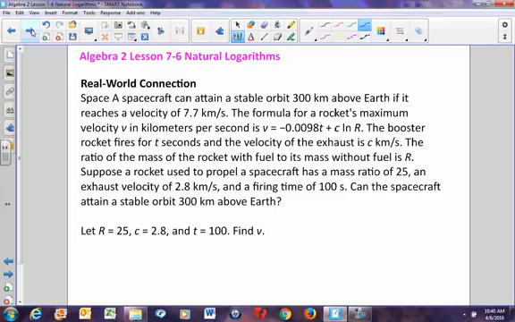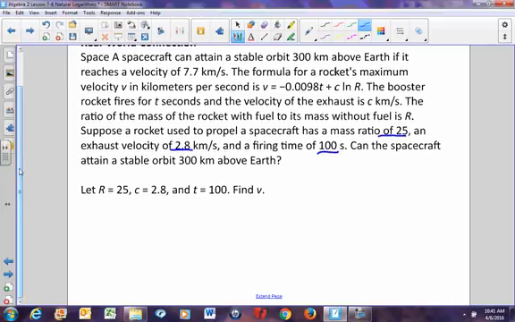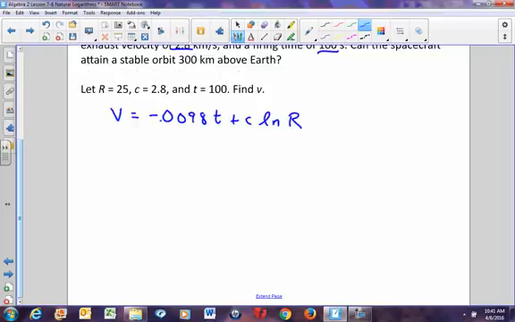So, r is 25, that's the mass ratio, c is 2.8 because that's the exhaust velocity, and time is 100 seconds. We need to find v. So we're going to take this formula, v equals negative 0.0098t plus c natural log of r, and plug in everything that we know. So v equals negative 0.0098 times 100, which is 100 seconds, plus c, which is 2.8, natural log of r, which is 25. Now we just need to put it in our calculator.